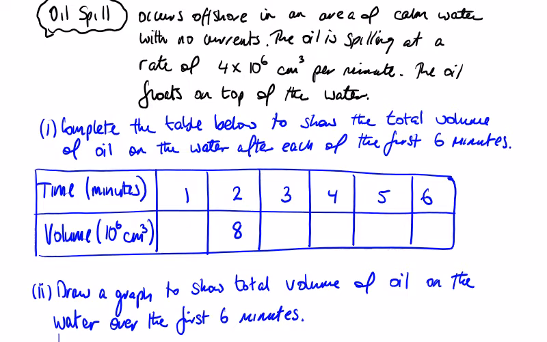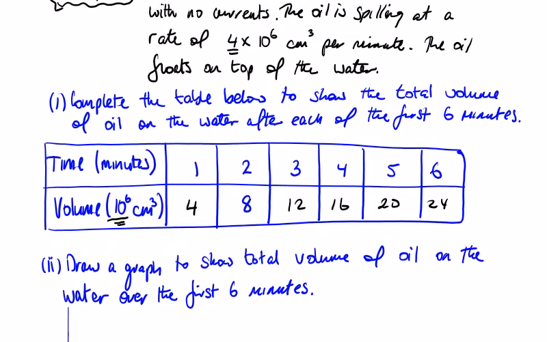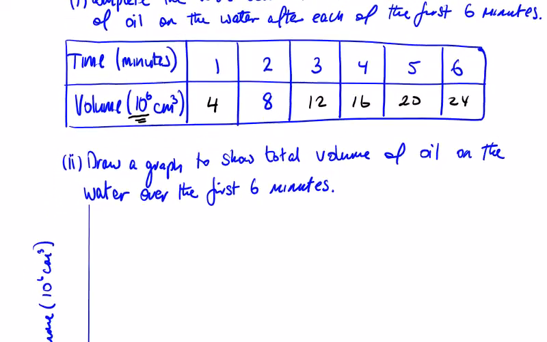Complete the table below to show the total volume of oil on the water after each of the first 6 minutes, and we were given this 8 after 2 minutes. And you can see here that it's by 10 to the power 6, so it has to be 4 in here, 12, 16, 20 and 24. A nice easy intro into a question that has a few difficult parts.